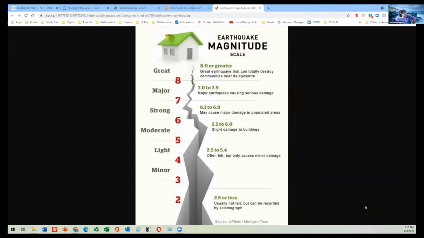Anything of a 2.5 or less, you usually don't feel it. But one of those little pen things, where you see the pen wiggle up and down on the paper, would recognize it. Anything between 2.5 and 5.4 is often felt, but only causes minor damage. Has anybody here been in an earthquake?